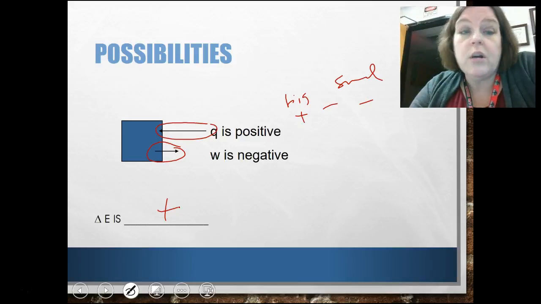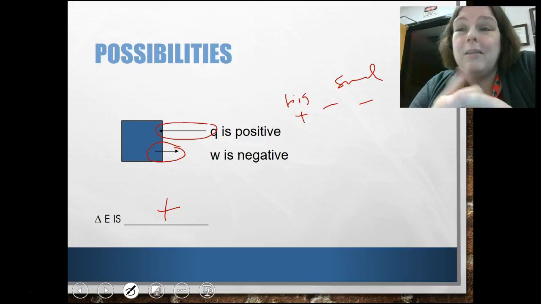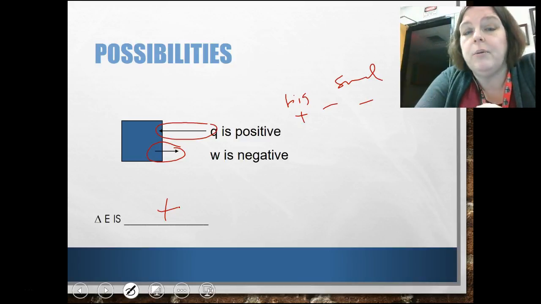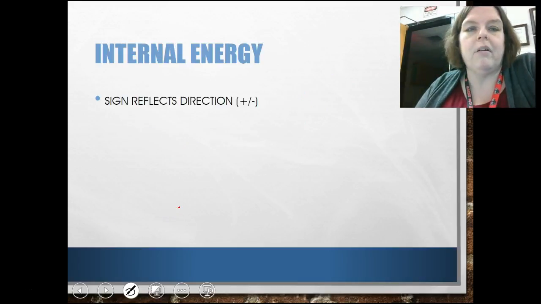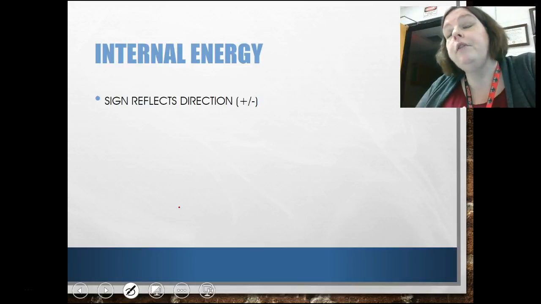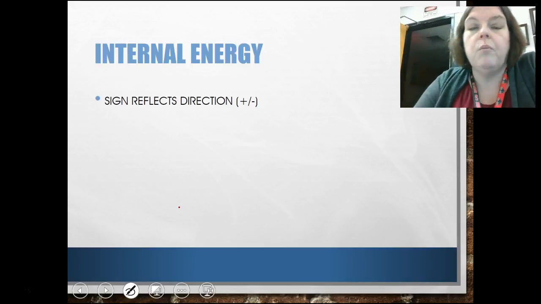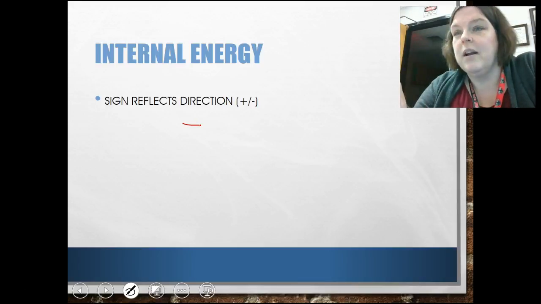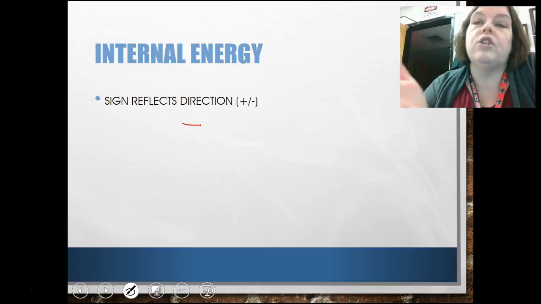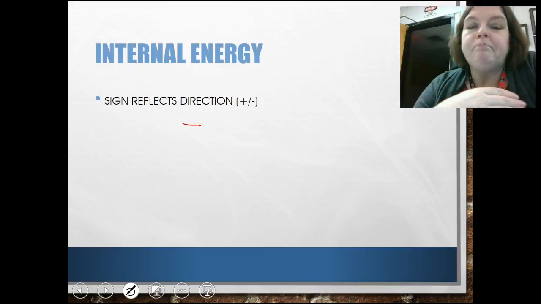If the vectors are more equal to one another, then delta E is going to be 0. If the W is bigger and the Q is smaller, then delta E is going to be negative. You can see all the possibilities that could be there, okay? The sign reflects direction of the flow of energy. That's all it's talking about. So when we have a negative sign, the flow of the energy is to the surroundings. And when we have a positive sign, the flow of energy is to the system.